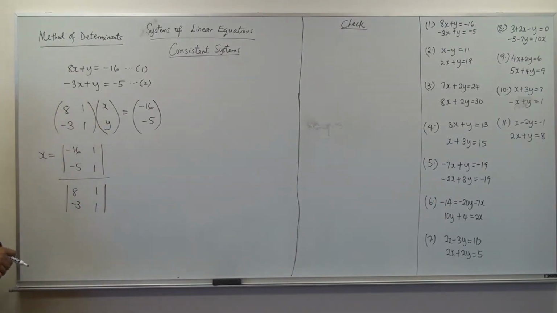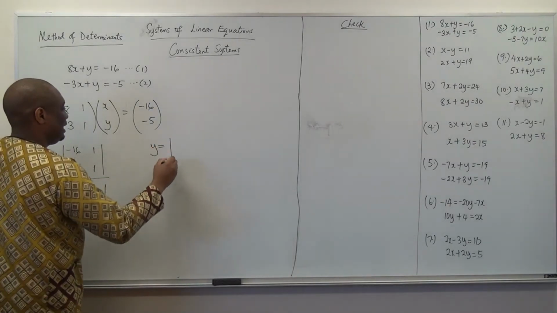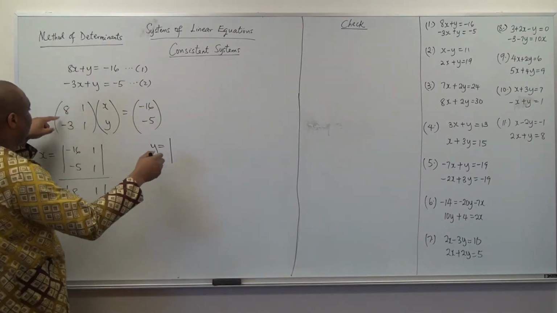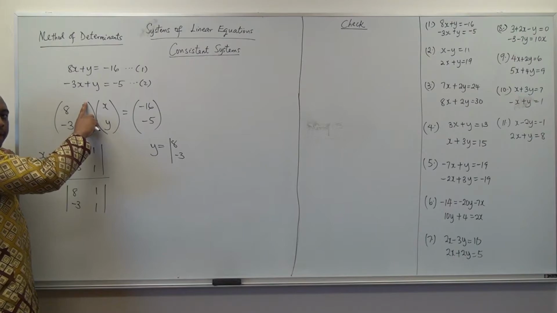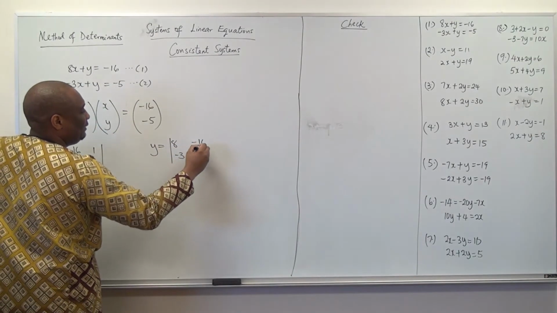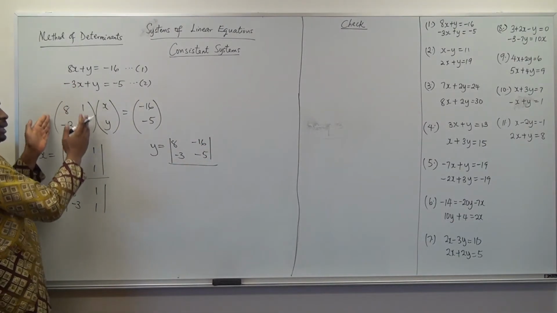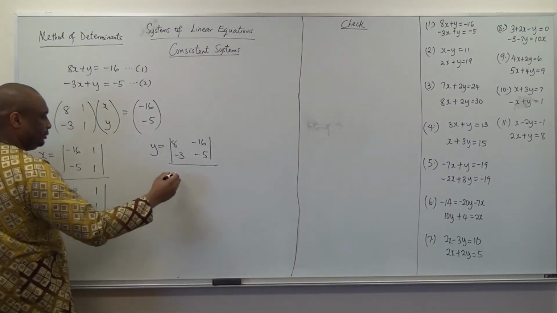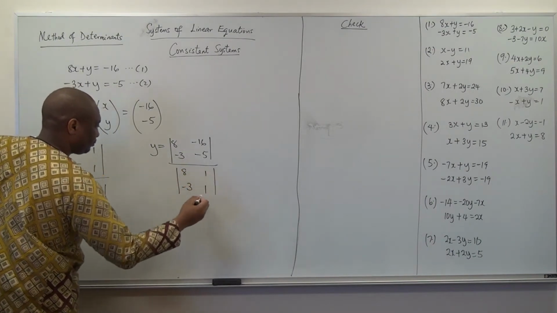That is our x. And guess what our y will be? Our y will be determinant. We still write the 8, -3. In place of the coefficient of y, we place the coefficient of the result, -16, -5, all over determinant of the coefficient matrix, 8, -3, 1, 1.